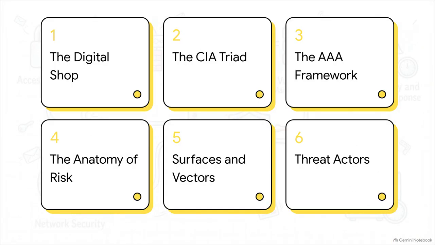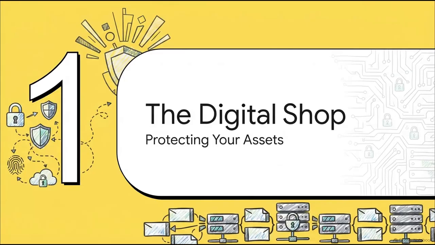Here's our roadmap for today. First, we'll look at the digital shop, then the CIA triad and the AAA framework. After that, we'll unpack the anatomy of risk, explore surfaces, vectors, and usability, and finally, get to know your threat actors. I know it sounds like a lot of jargon, but don't worry, we're going to unpack these complex concepts step by step.